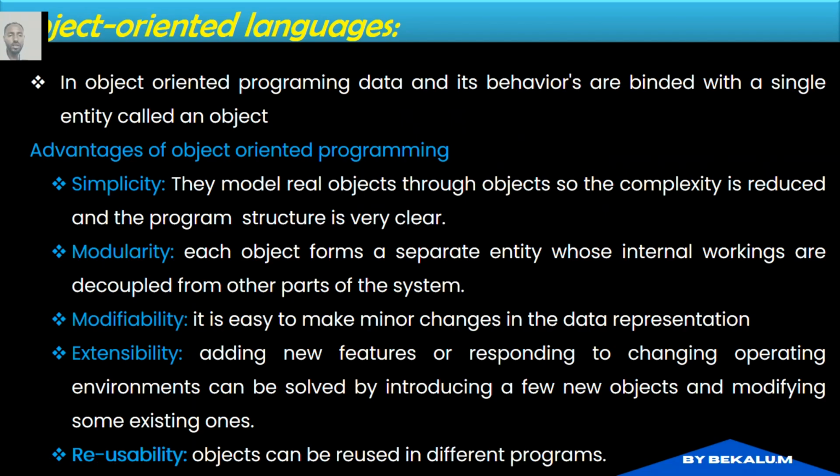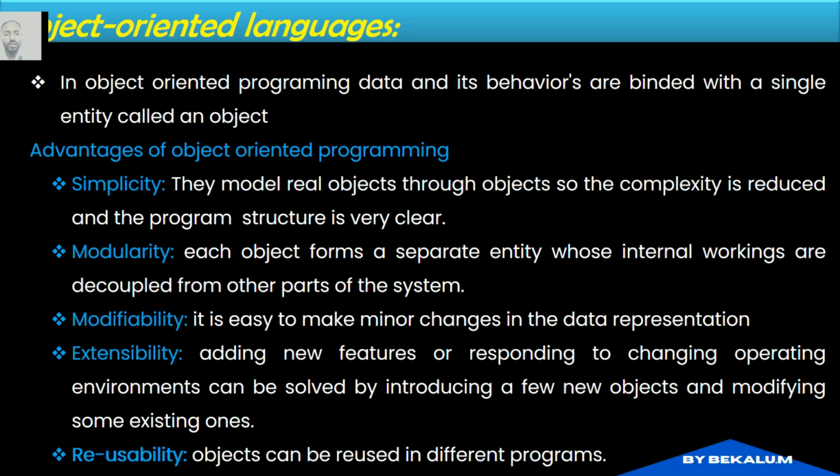Let's see object-oriented language. In object-oriented programming, data and its behavior are bound together in a single entity which is called an object. In procedural programming languages, data and its behavior are separate, whereas in an object-oriented language, data and its behavior, or we can say its activities, are bound together in a single entity which is called an object. So let's see the advantages of object-oriented programming.